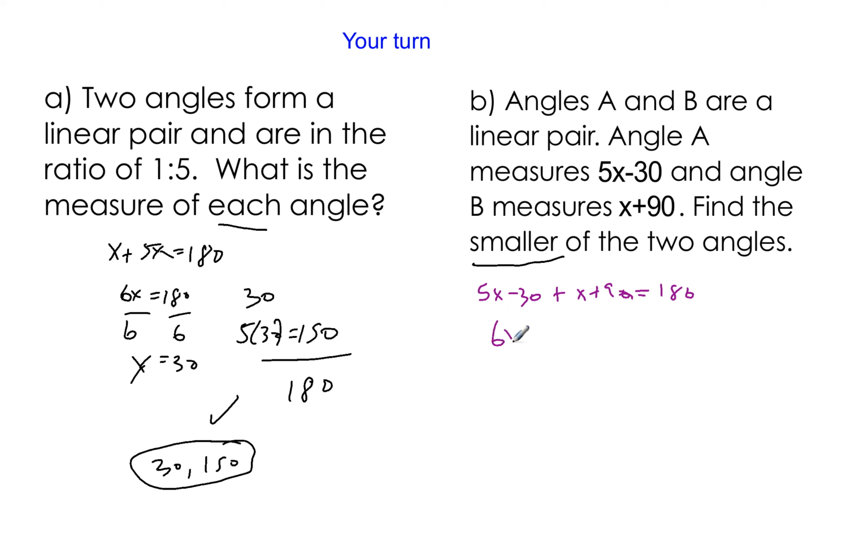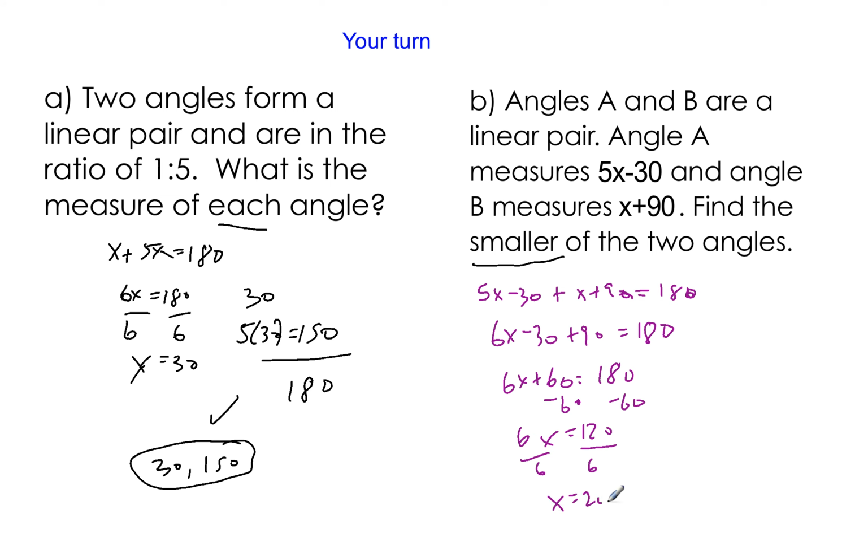5x plus x is 6x. 6x minus 30 plus 90 is equal to 180. So minus 30 plus 90 is equal to 60. So 6x plus 60 is equal to 180. Subtracting 60 from both sides of my equation, I get 6x is equal to 120. Dividing both sides of my equation by 6 gives me x is equal to 20.